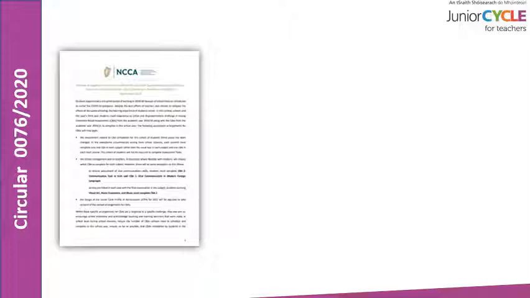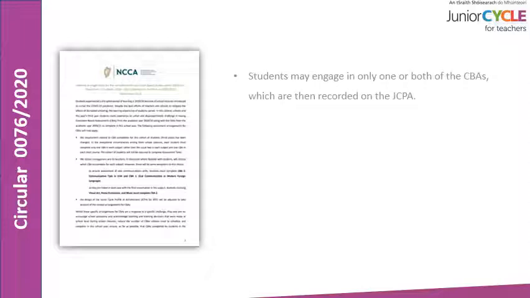The circular also states, schools are expected to remove any barriers students may encounter arising from a spectrum of social, gender, ethnic, cultural, environmental factors, or from specific physical or learning challenges. Any arrangements should be in line with those the school has put in place to support the students' learning throughout the school year and are designed to ensure the students can demonstrate what they have learned rather than compensate for the lack of learning achievement. Therefore, students may engage in only one or both of the CBAs, which is then recorded on the Junior Cycle Profile of Achievement.